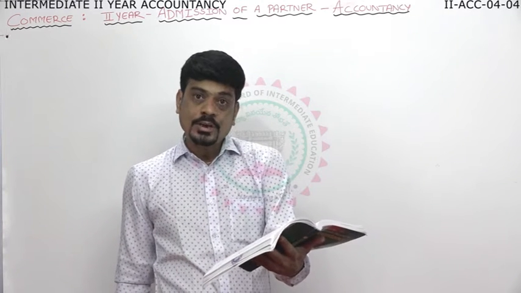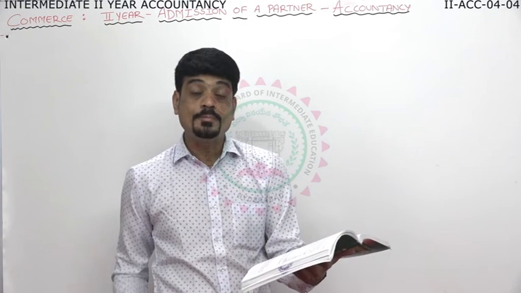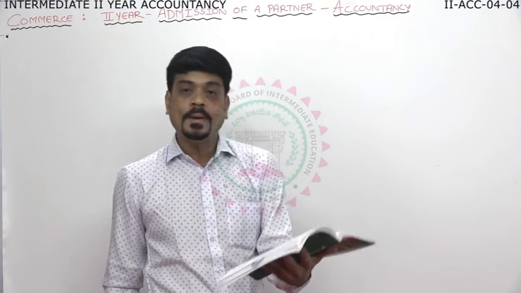Then on 1st April, they admitted Mr. Peter for 1/5 share on the following terms. What were the terms? The new partner is Peter. Peter brings 40,000 for capital and 20,000 for goodwill in cash. He brings capital as well as goodwill. Then depreciate furniture by 5% and stock by 10%.